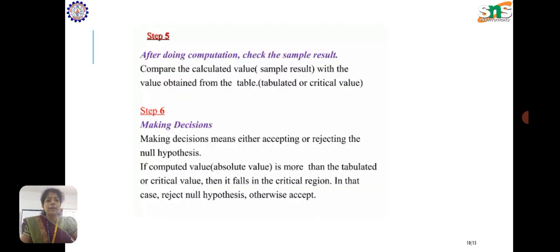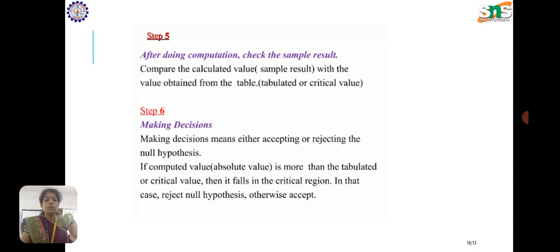Step 5 is doing the computation. We have to check the sample result. Finally, we take the decision by comparing the calculated value and the table value. If the calculated value is less than the table value, we can say our null hypothesis is accepted. Otherwise, we say the null hypothesis is rejected.